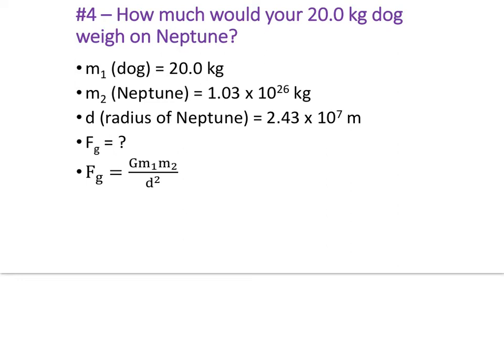Now, to solve this problem, you have our brand new equation for universal gravitation, which is Fg, or the force of gravity, the gravitational force, is equal to big G, which is a constant. It's always the same. That's at the top of your worksheet as well, times m1 times m2 divided by d squared. The important thing here is to make sure you always square your distance. It feels really strange when we're working with these really big numbers, but always square your distance. That makes a huge difference in your final answer.